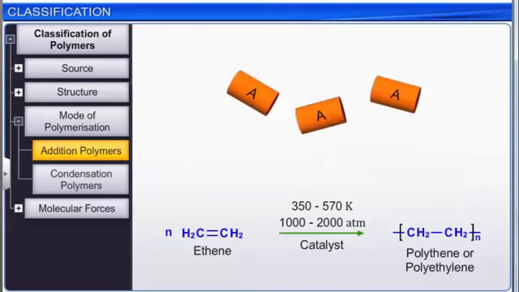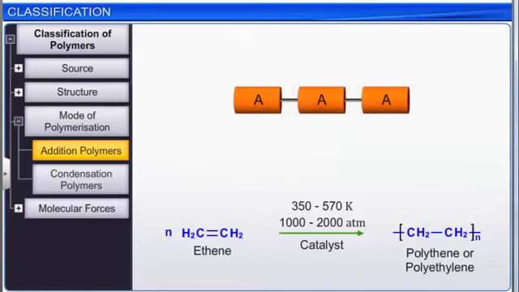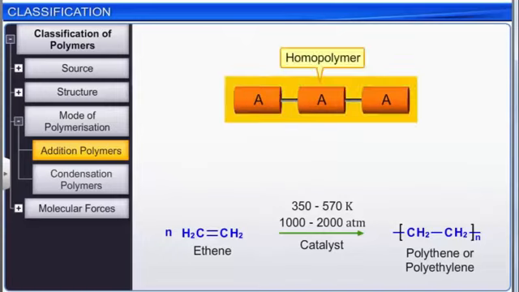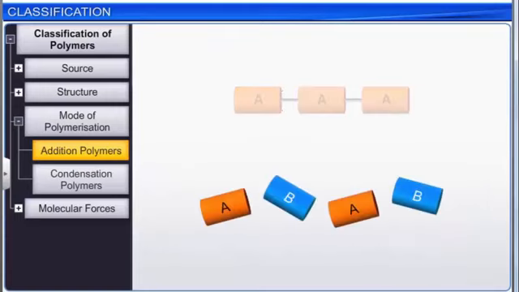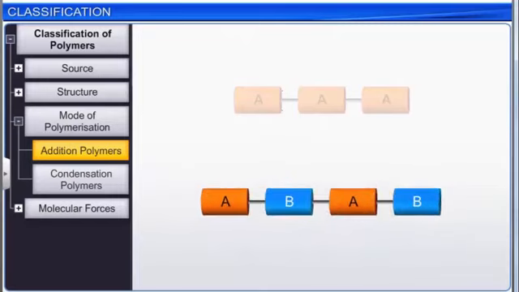Addition polymers obtained from the polymerization of a single monomer are referred to as homopolymers. Polythene is a homopolymer. In contrast to homopolymers, copolymers are obtained by the addition polymerization of two different monomers.